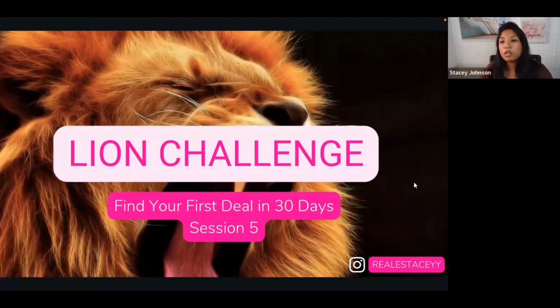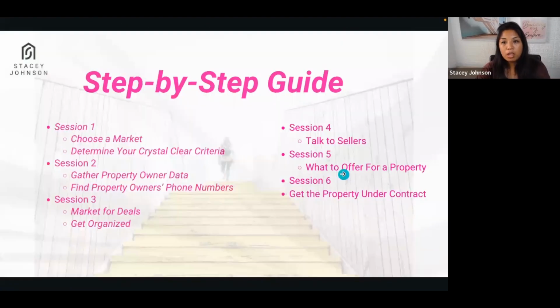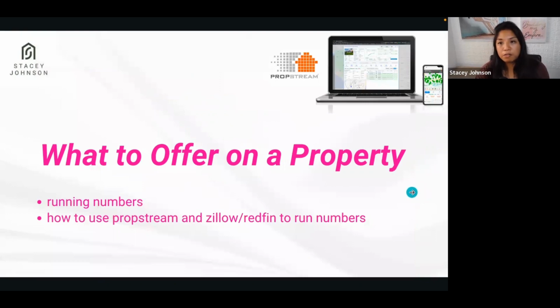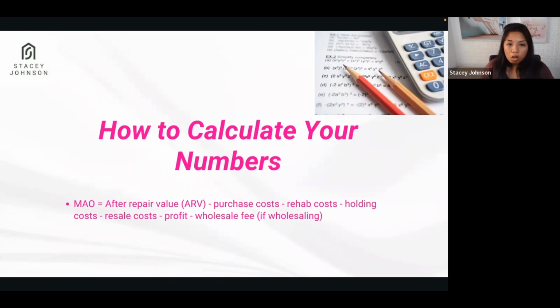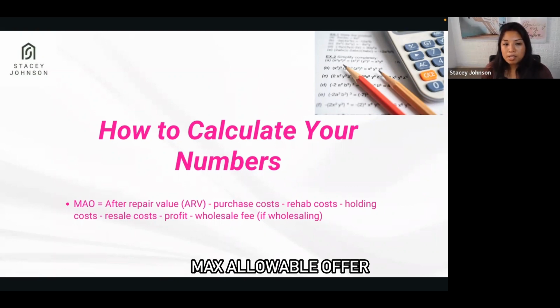Today we're going to go over how to run numbers on a flip. So you're going to use multiple different tools. Your main one is going to be PropStream, and then verifying on Zillow and Redfin for more photos. So the overall formula is our max allowable offer. So that's what the MAO is.